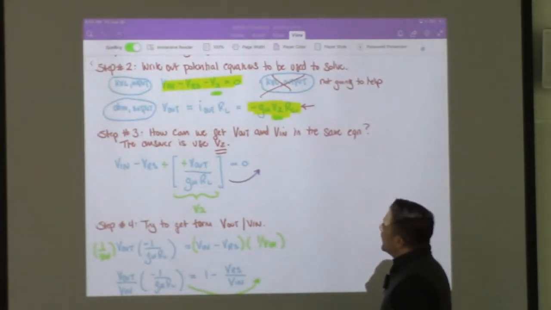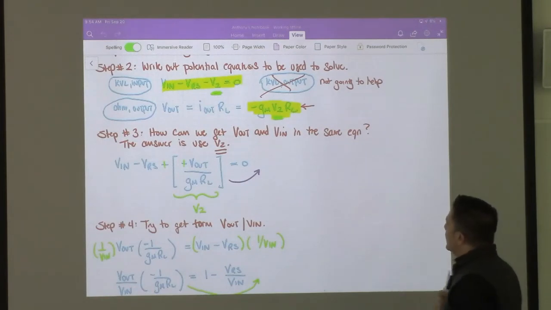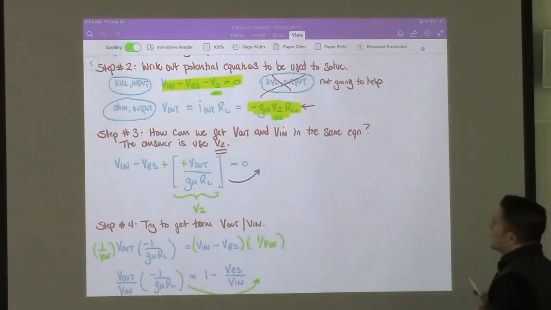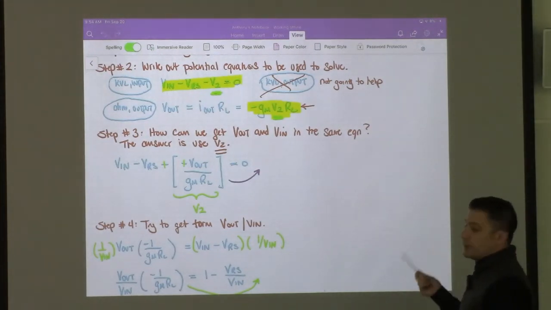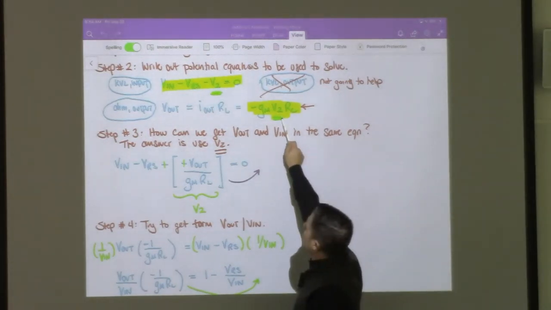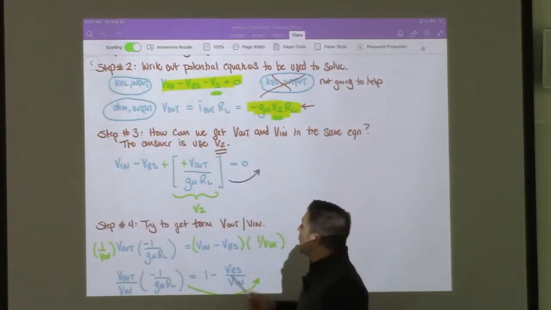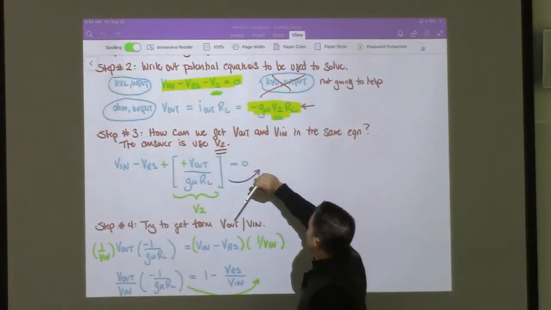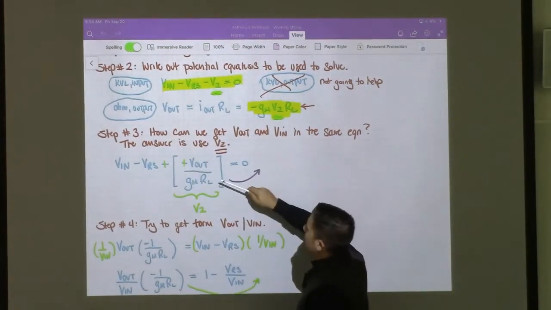Okay, so how are we gonna do this? How can we get V out and V in in the same equation? The answer is we're going to use the common element, which is V2. So we'll solve this right here for V2, and we'll plug it in to the one up top. Right? So V2 is equal to V out divided by negative GM RL.